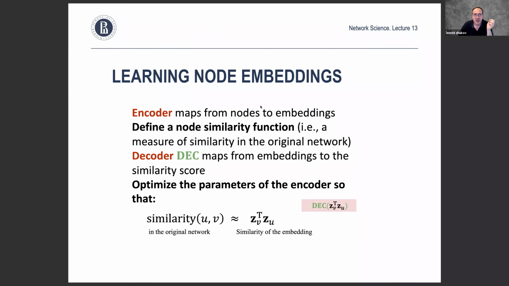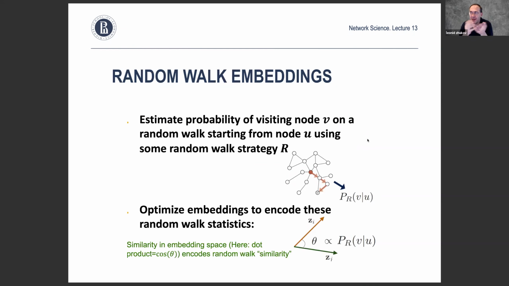Now, what do we do with this concept? Well, here comes the method. In fact, it's a class of methods. It's called random walk embeddings. There are three popular methods. We're going to talk about one of them today. So the original walk embedding.